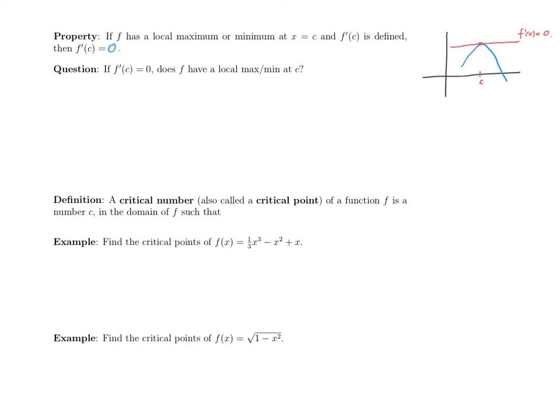Can we reverse this statement around? That is to say, if f prime of c equals 0, does that imply f has to have an absolute maximum or minimum at c? So maybe pause the video and think about that question for a moment. And it turns out the answer is, surprisingly, no.